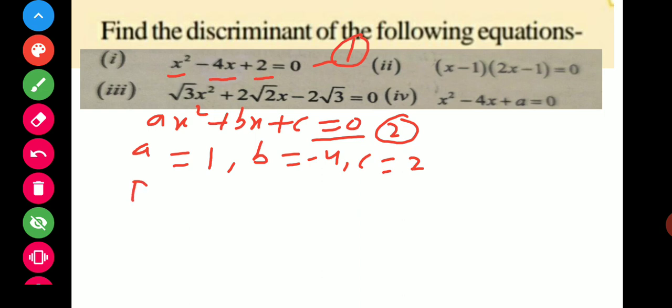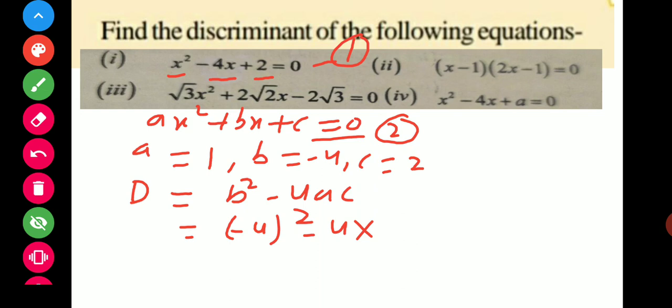So discriminant is given as D is equal to b square minus 4ac. b is given as minus 4, so whole square, and minus 4 times a is 1 and c is 2. So 4 fours are 16 and minus 4 twos are 8. So it becomes 8 as the answer. So that is your answer.